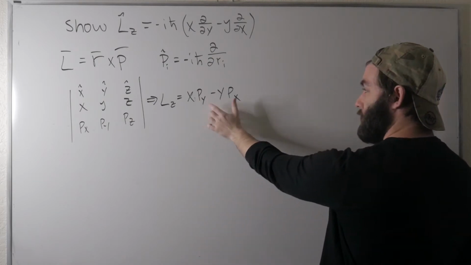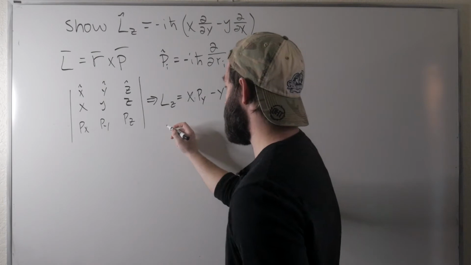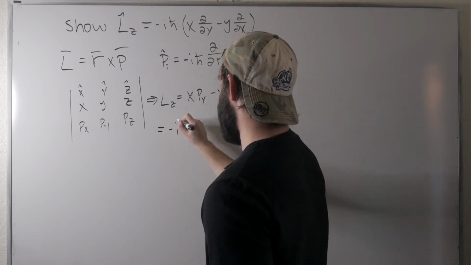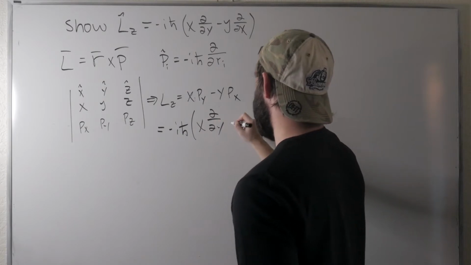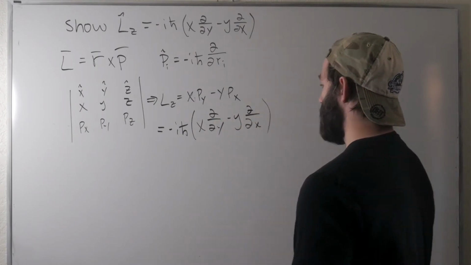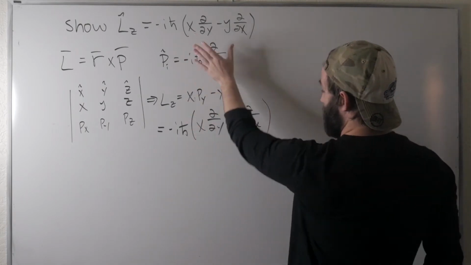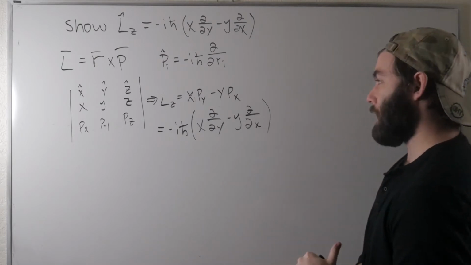We make this substitution into the two momenta. Both are going to have a common factor of minus i h bar. So this is equal to minus i h bar times x d over dy minus y d over dx. And this reproduces the equations that you've been seeing all the time in the lectures. Okay, great. So that's where it comes from.